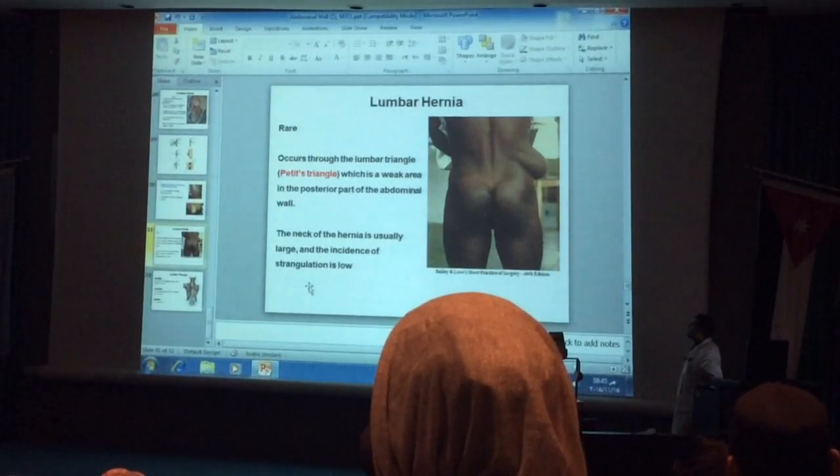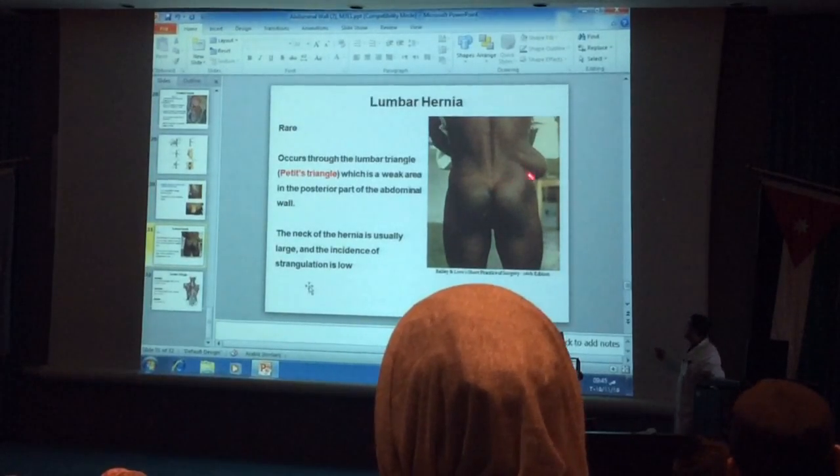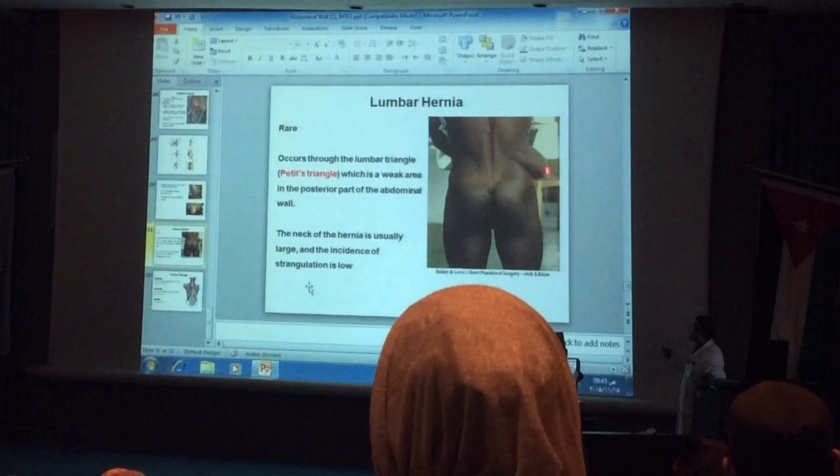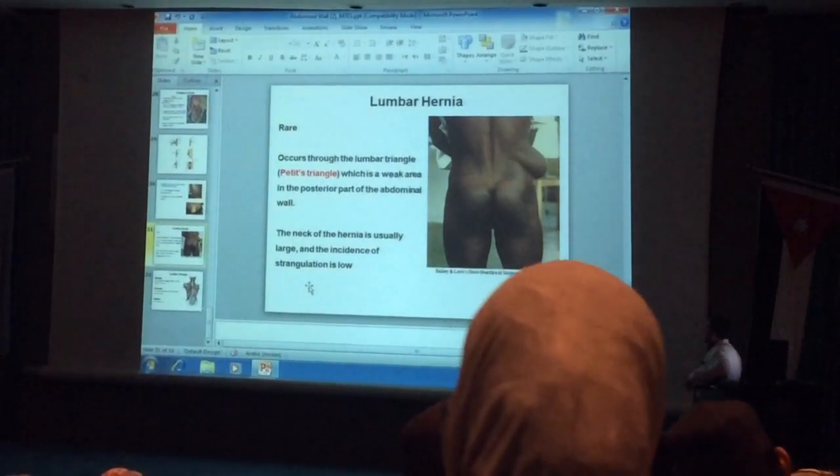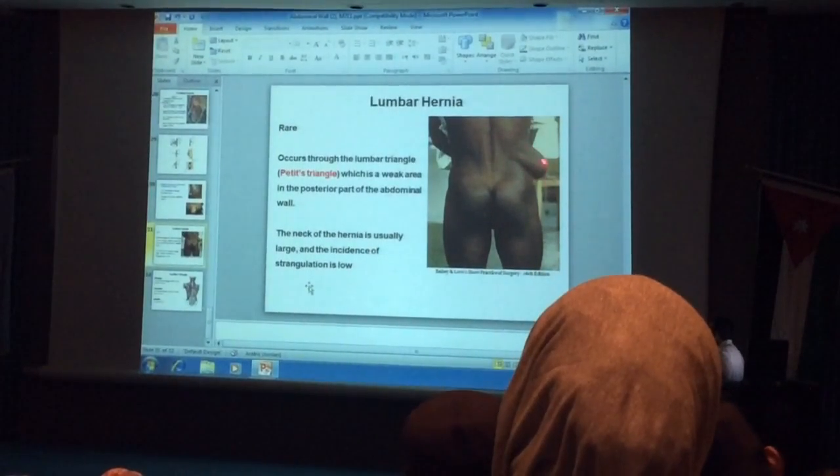3 different kinds. The last kind of hernia you will see is the lumbar hernia, very rare. However, if you see it, it occurs through what we call Petit's triangle or the lumbar triangle, which is a weak area in the posterior abdominal wall, okay?